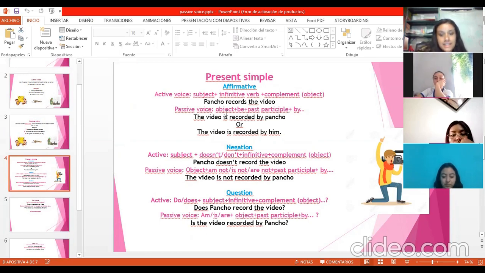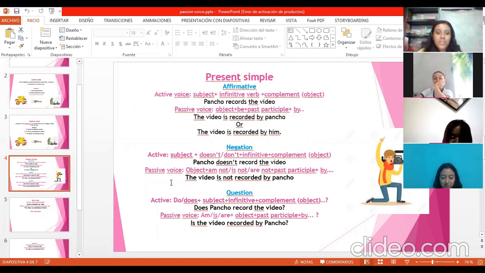So here the object is the video, be is is, and past participle is recorded by Pancho or by him, whatever you want. Also, it's okay, both are okay, sorry. And negation. Active voice is subject plus doesn't or don't, depending on the subject. If the subject is singular, we use doesn't, and if the subject is plural, we use don't. Then infinitive verb and complement. Pancho doesn't record the video.